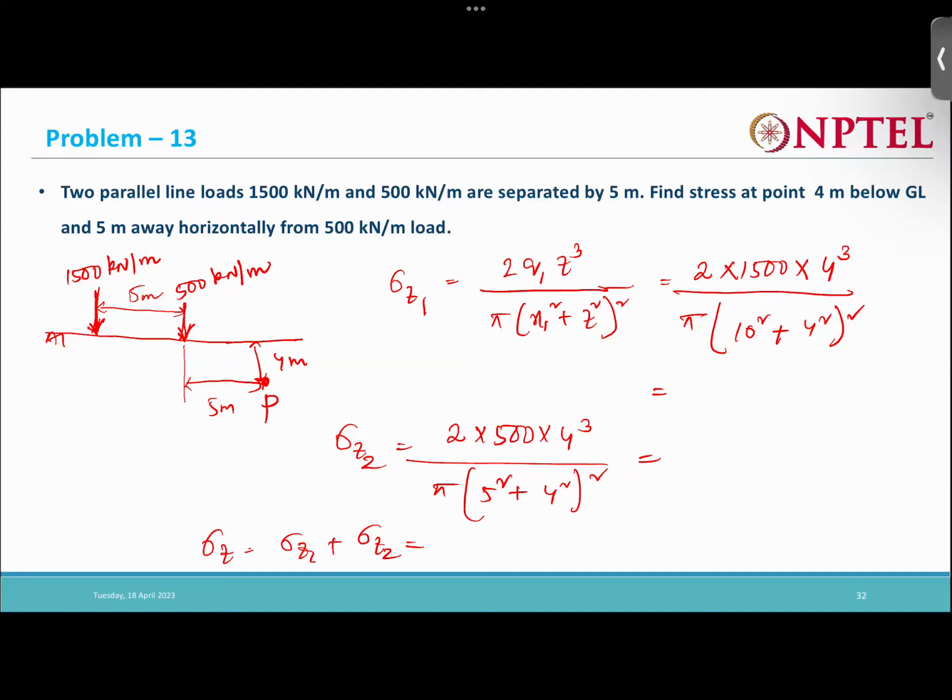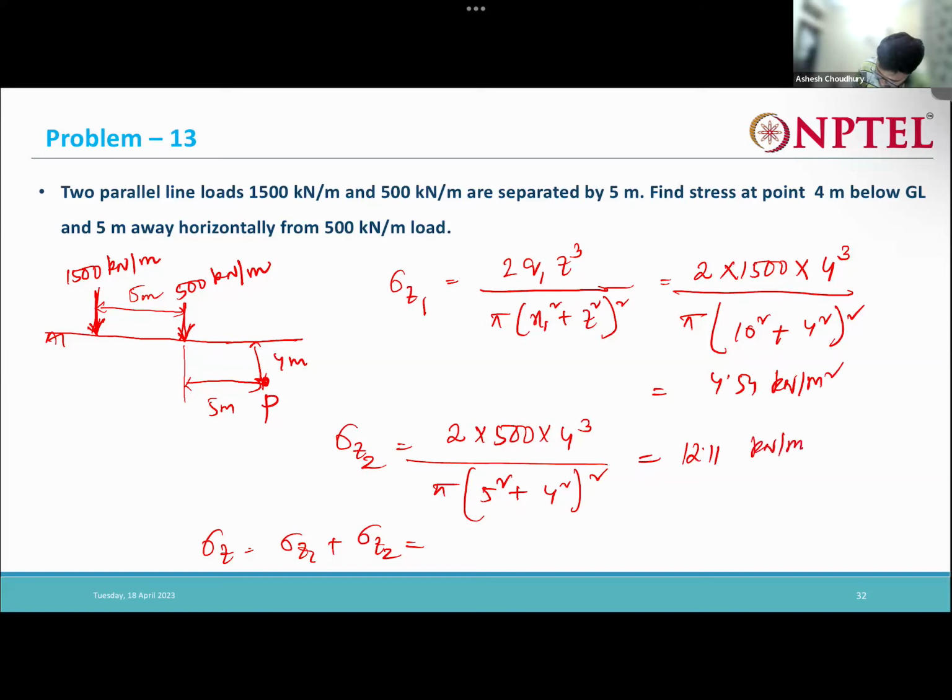4.54 and 12.11. Okay, 4.54, and 12.11. So total will be 16.65.